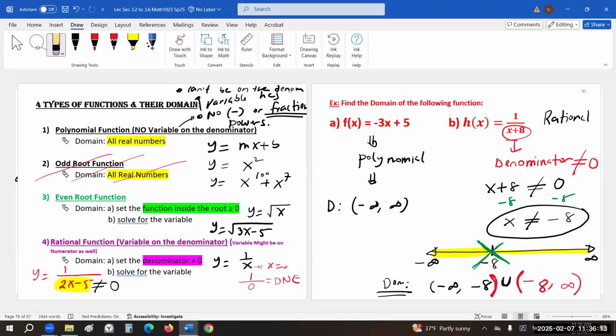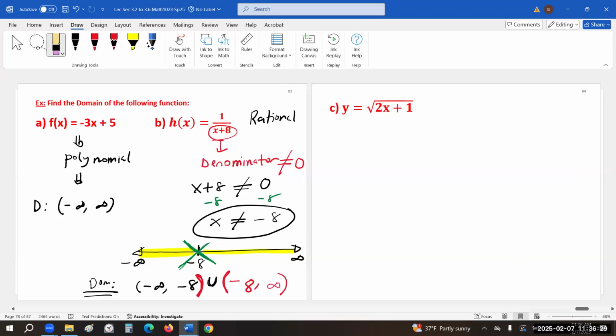So in the exam, I'm gonna give you at least 2 or 3, at least 2 definitely. Definitely rational and even root, and polynomial, I'll think about it. And you have to write the interval notation.